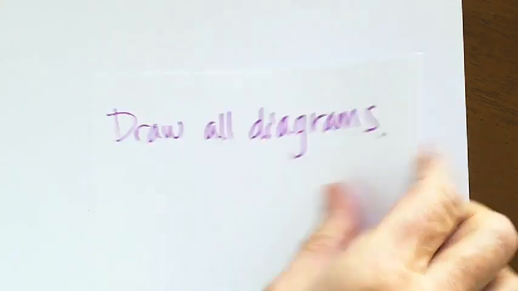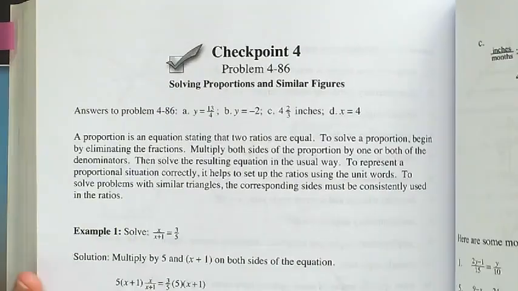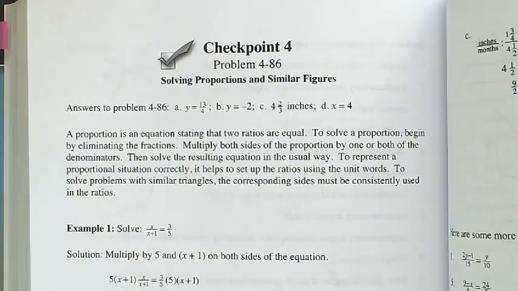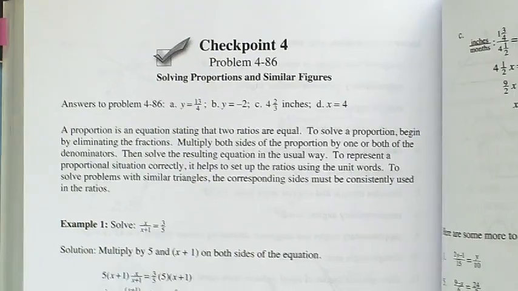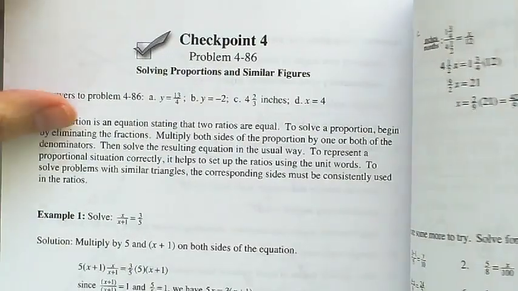Okay, so we are doing checkpoint number 4, which, if you're looking at the ebook, which you should be, if you go to that left tab, it's at the bottom. It's after all of the chapters, and it'll say checkpoints. So go to checkpoint number 4.